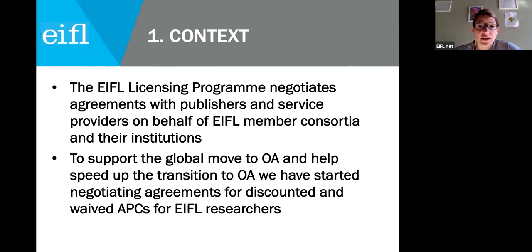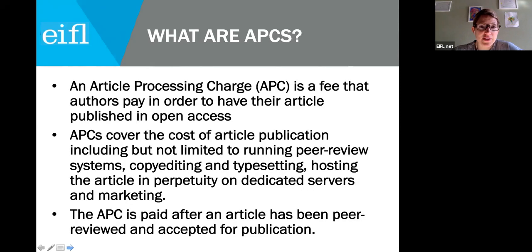So we've got a couple of agreements where we've negotiated discounted and waived article processing charges for EIFL researchers. So first, what are article processing charges? An article processing charge is a fee that an author pays in order to have the article published in open access. This fee, the APC in short, covers the cost of article publication. So it includes things like the peer review system, copy editing, typesetting, hosting the article on servers, marketing. I've probably forgotten some other things that you can add, Nicolo.